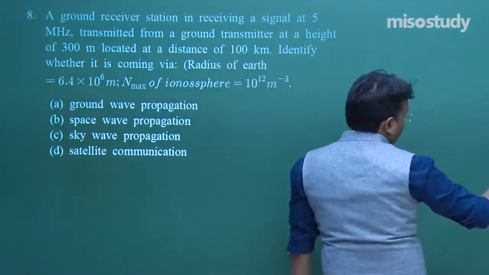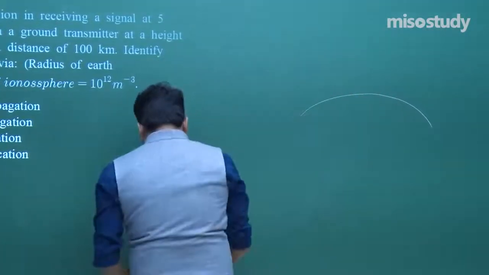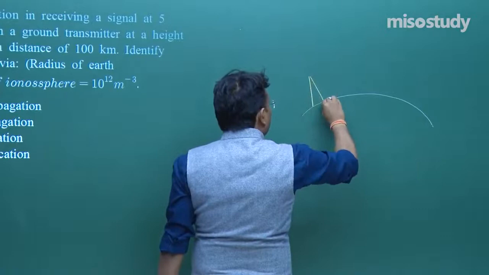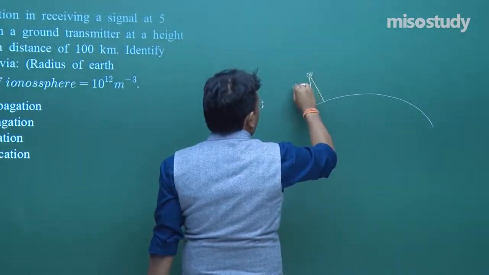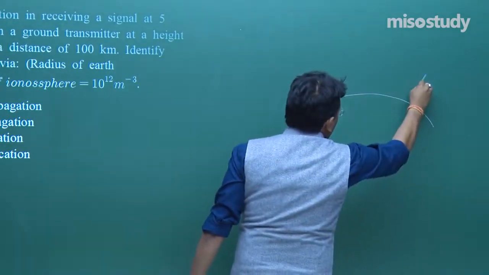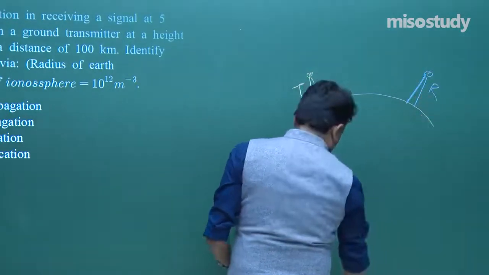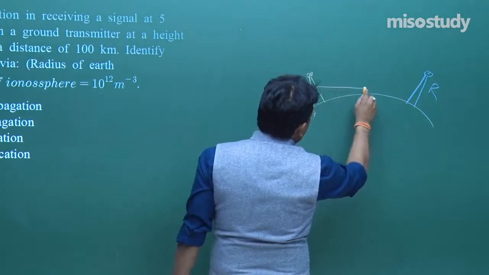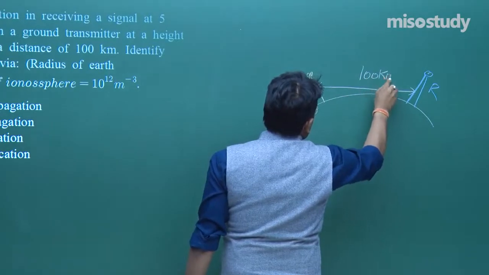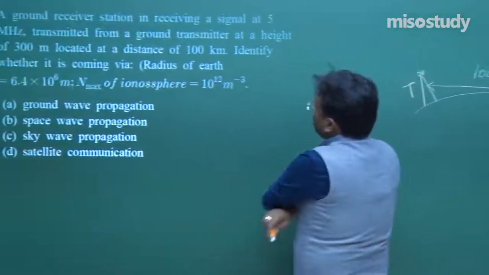So first, I will draw the diagram. This is one tower, let us say transmitter T. And then another tower, this is the receiver, and the distance between transmitter and receiver is 100 kilometers. It is given in the problem itself. Let us read another line.